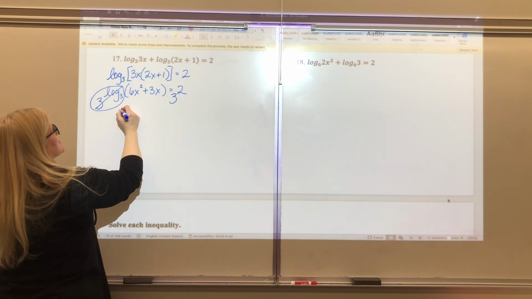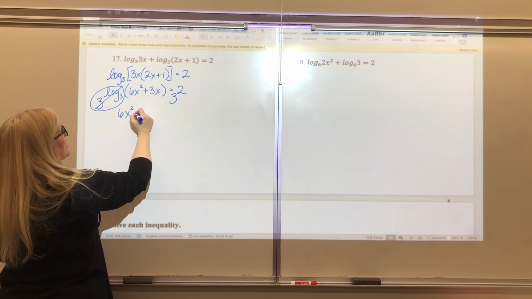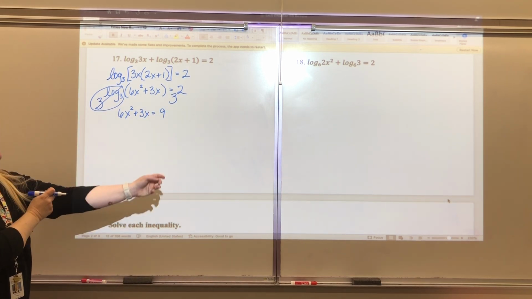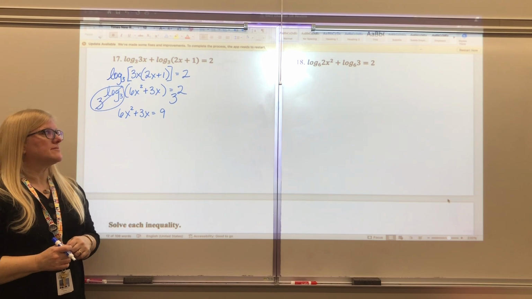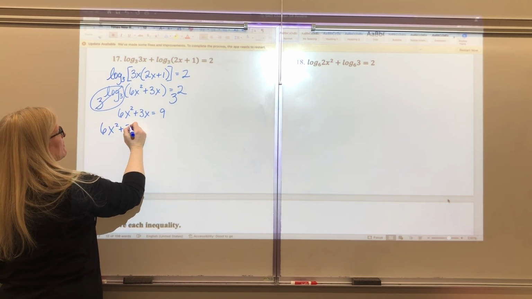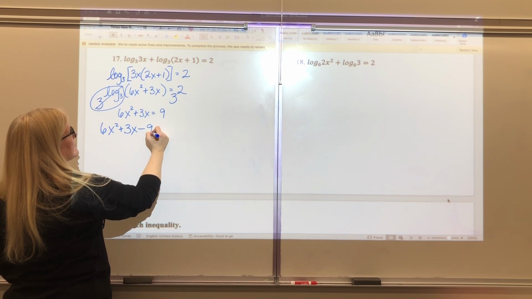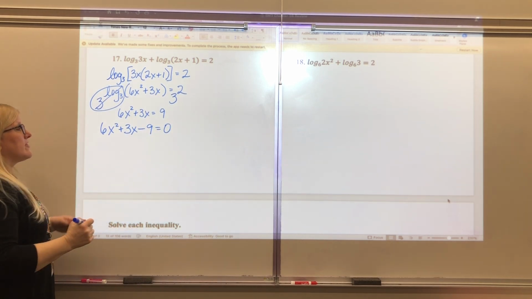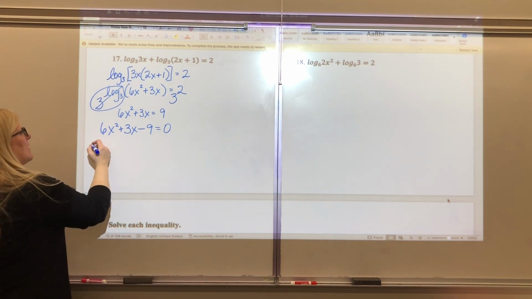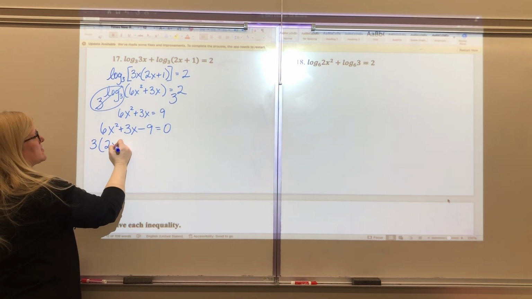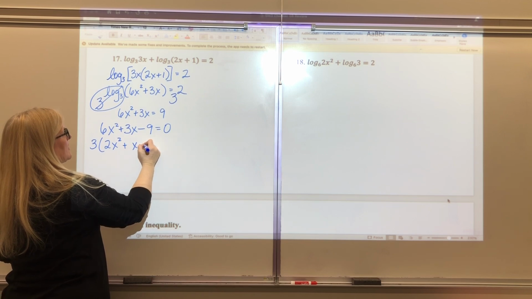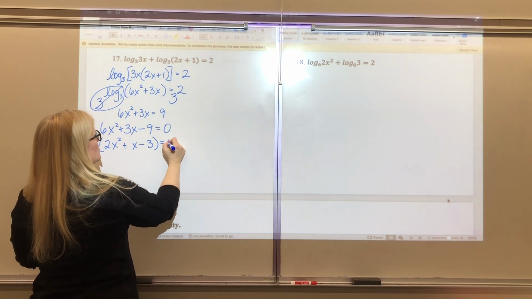Cancels. 6x squared plus 3x equals 9. Okay? 3 squared is 9. All right, again, I have a quadratic. I'm going to get everything over to one side. This one, hopefully you notice that you can divide a 3 out of it. So I've got 3 times 2x squared plus x minus 3 equals 0.